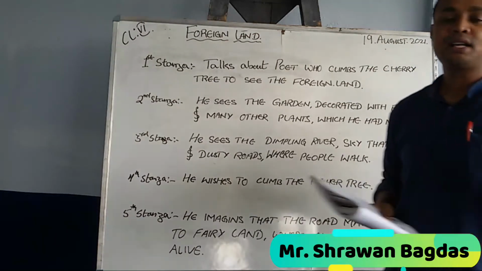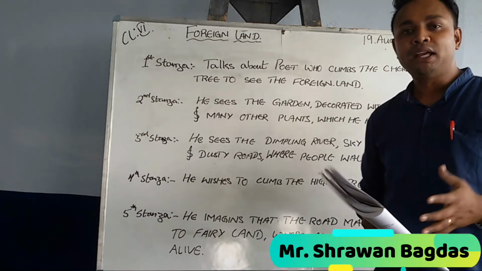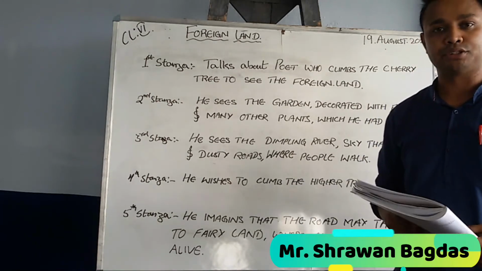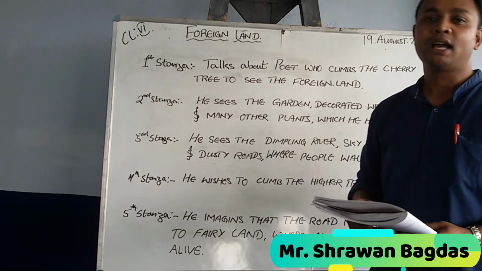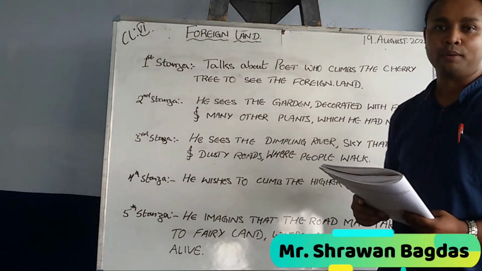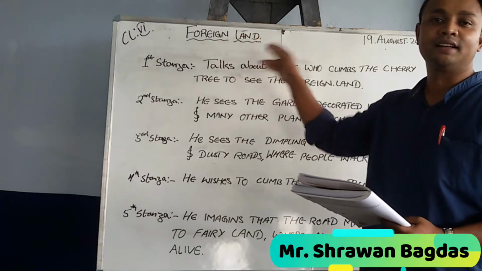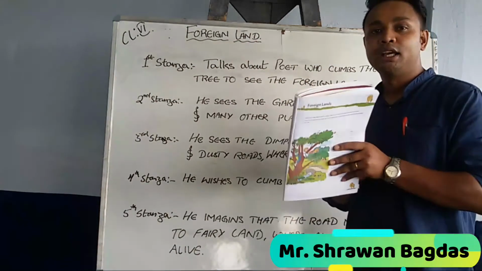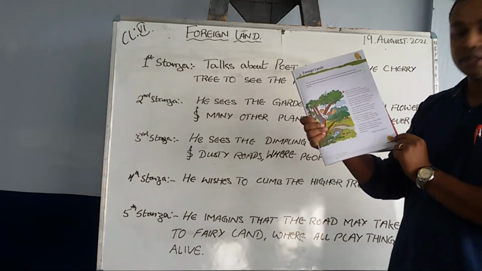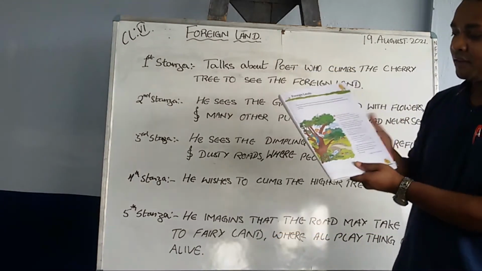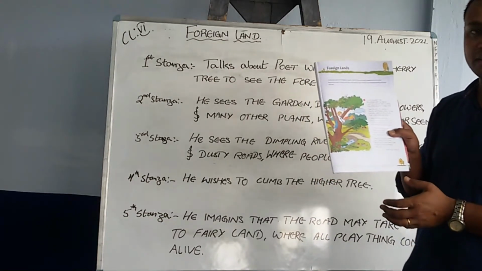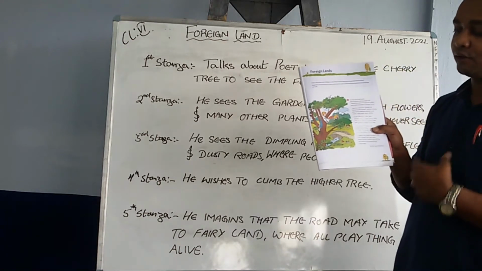Last week I had explained the emperor's seed, and I had given you all the exercise, and most of you have done it. I'm very happy. So today we will be dealing with a poem, and it is Foreign Land. If you see in your textbook, you will find it on page number 87, and the image is something like this. A boy is climbing a tree and trying to see.